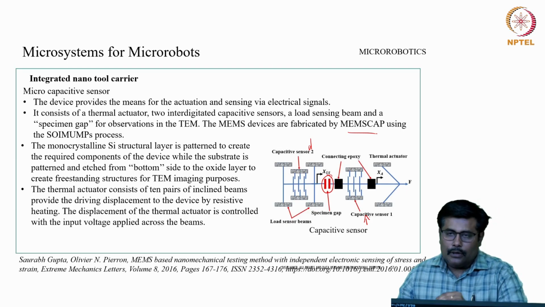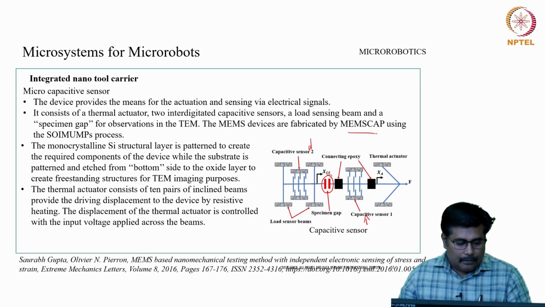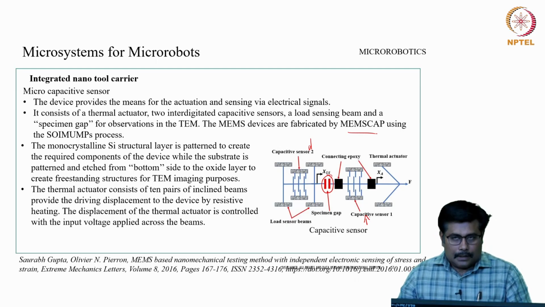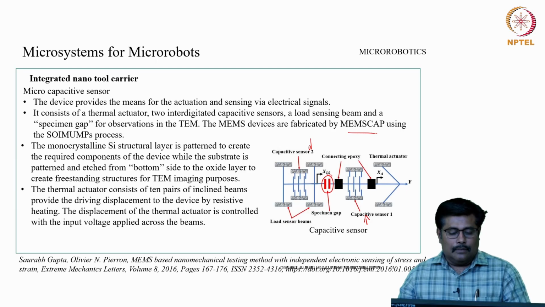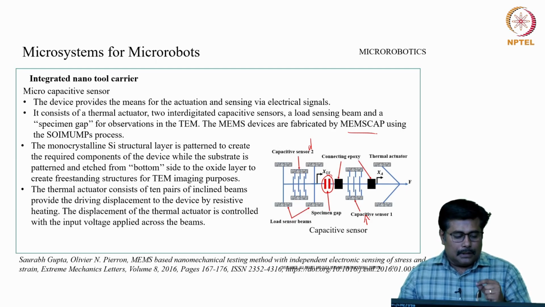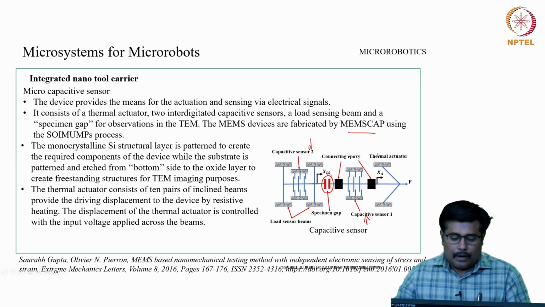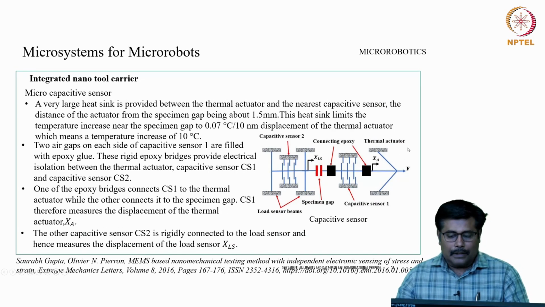Now, when we look into the overall functionality of this thermal actuator, the thermal actuator consists of 10 pairs of inclined beams and provides a driving displacement to the device by resistive heating. The displacement of the thermal actuator is controlled with the input voltage applied across the beams, which is being recorded with reference to the capacitive actuator.